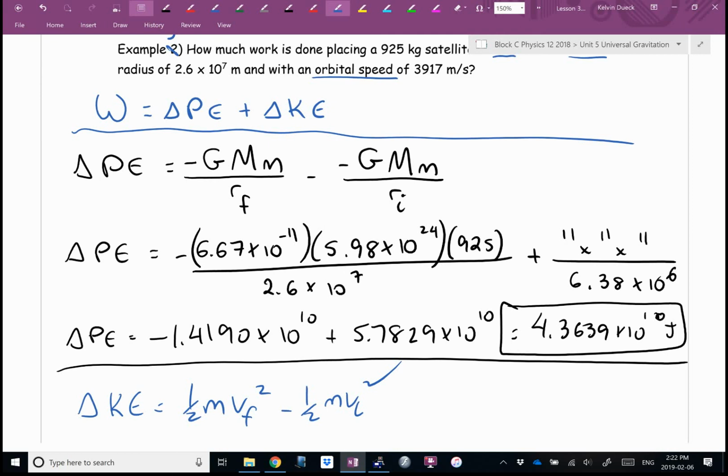So are we at rest? Technically not. But for me to figure out VI, I would need to know what latitude you were launching from. So we're going to assume that we are launching at rest. So where are we launching from?